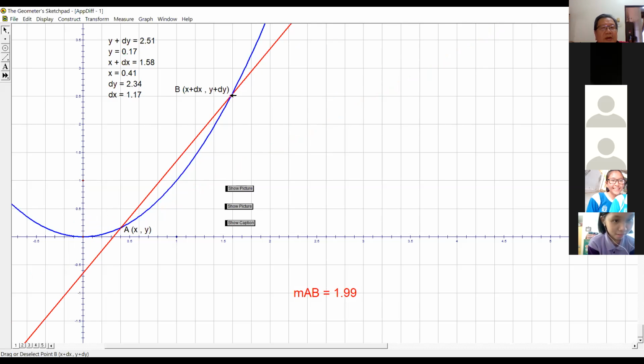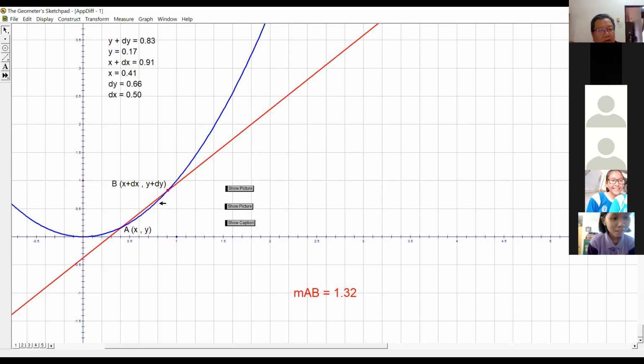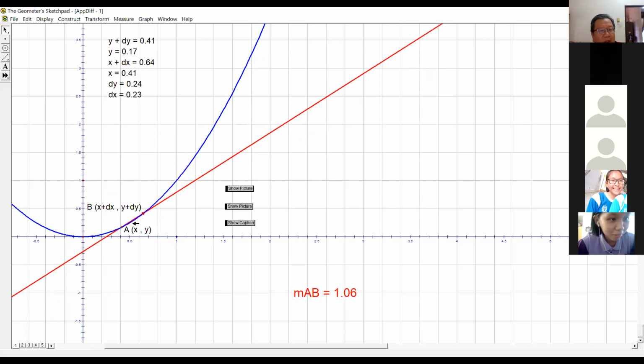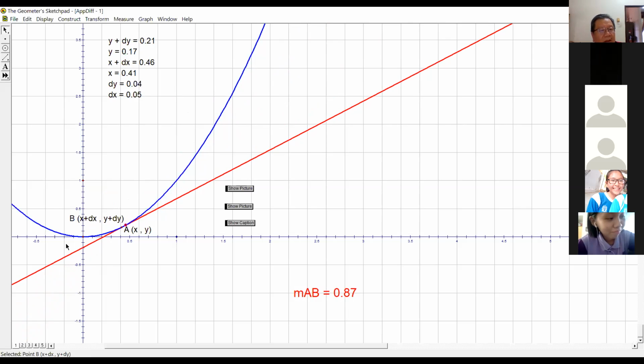Initially this point B is quite close to A. And I make this point B approach A. So when it is quite near to A, the line AB is no longer a chord. And you can see physically that the line AB is actually a tangent to the blue curve at the point A.